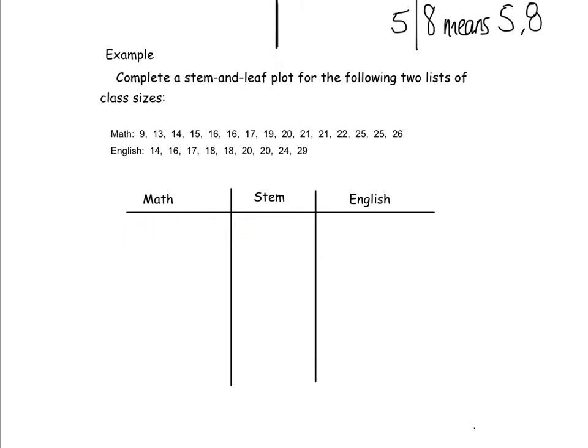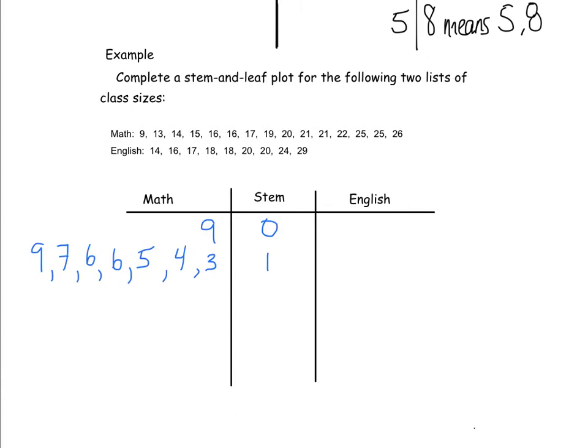So for example, I'm going to start with the math. The first number is 9. So that means I'm going to need a stem of 0 and 9. Then the next is 13, so 1 and 3. And then 4 for 14, 15, 16, 16, 17, and then 19. And then I'm going to ask you to finish for the math.